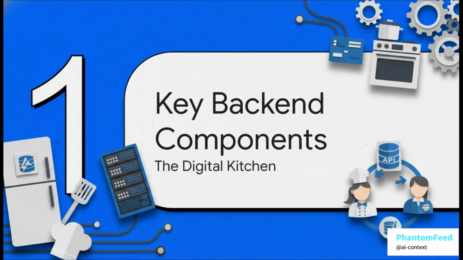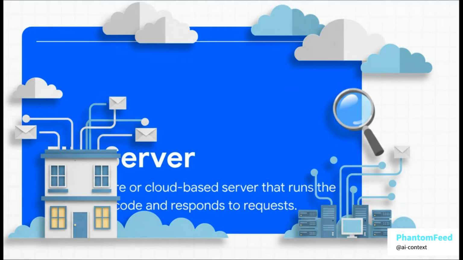All right, so let's push open those swinging doors and step inside this digital kitchen. We're going to meet the team because the backend isn't just one single thing. It's actually made up of three key components that have to work together perfectly. First up, you've got the server. Now, in our restaurant analogy, this is the physical kitchen itself. It's the powerful computer, or a whole network of them, where the application's code actually lives and runs. When you send a request from your phone, this is where it's headed.